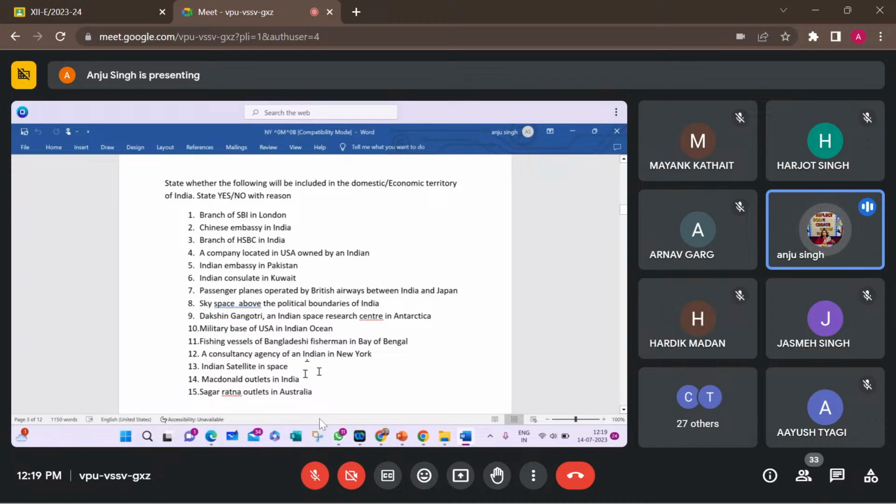Okay, now then I go to question number 9. Dakshin Gangotri, an Indian Space Research Center in Antarctica. Yes or no? And if yes, under what criteria? If no, due to what reason? Question number 9, children. Dakshin Gangotri, an Indian Space Research Center in Antarctica. What's your answer?